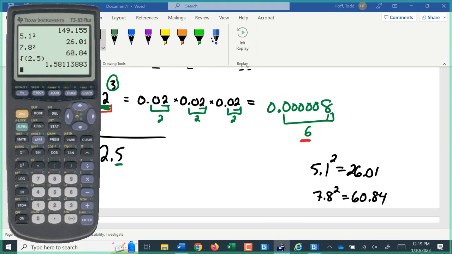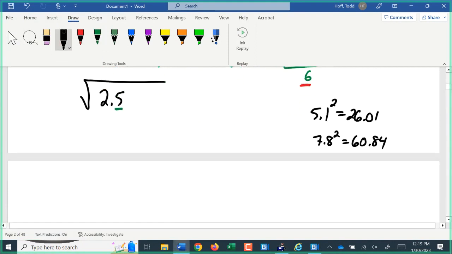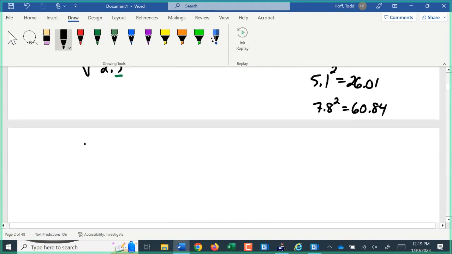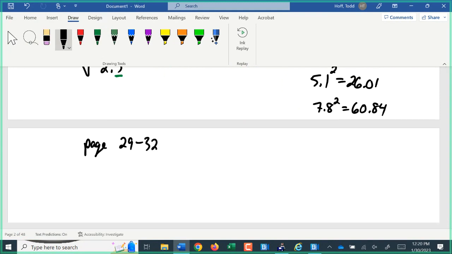Okay, with that, we've hit our time, so I'm going to give you guys your homework. Page 29 through 32. Now, it's 1 through 91, the odds. As always, if those first few seem easy, skip over them. Make sure you do the word problems because there will be a lot of word problems on the test. Pay special attention to rounding with decimals.